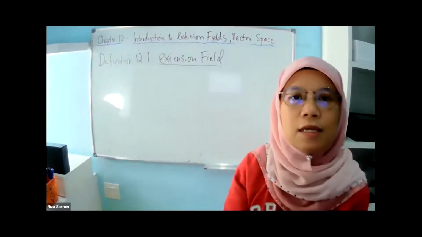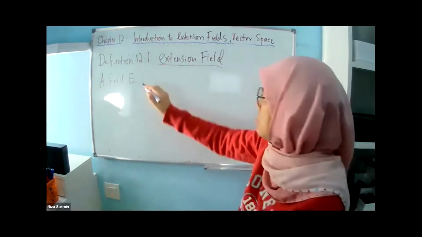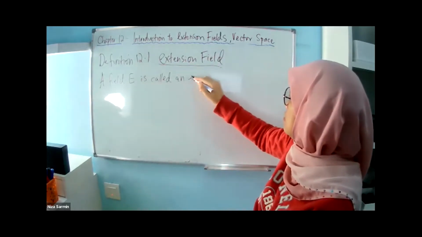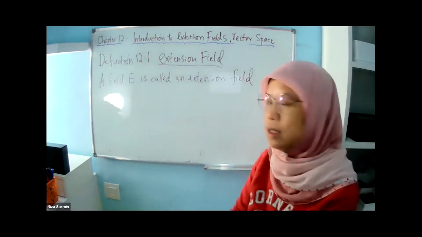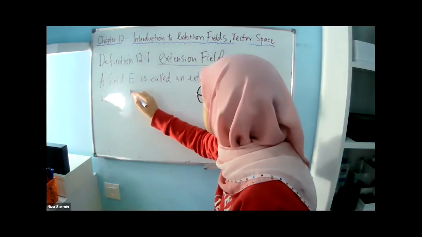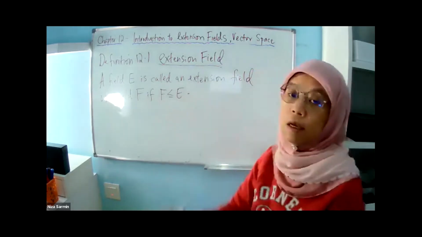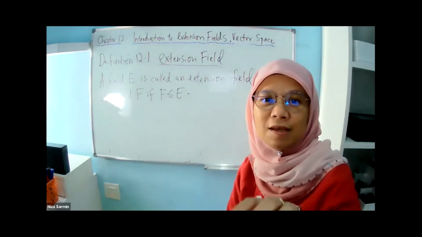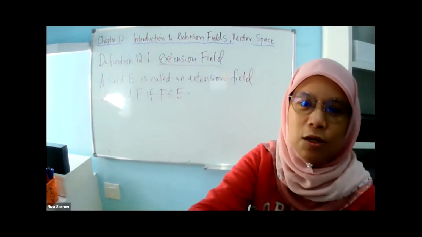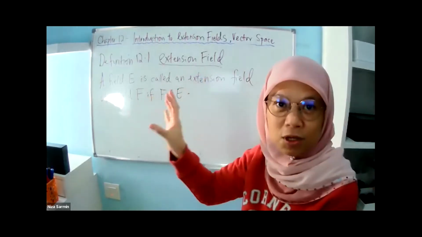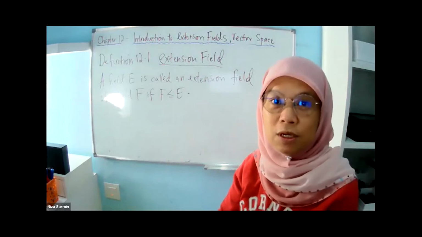So what is an extension field? A field E is called an extension field of a field F if F is contained in E. Sometimes we call it a subfield, but we put it here because of that one objective. It's an extension, so we can reduce the polynomial. Reduce means we can factor the polynomial.